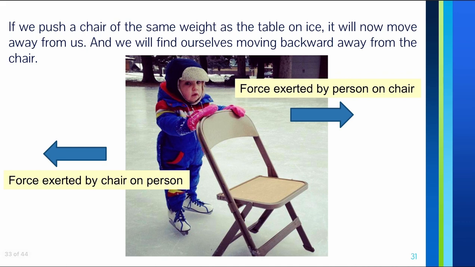If we push a chair of the same weight as the table on the ice, it will now move away from us. How come? We'll be able to answer that later on. And we will find ourselves moving backward away from the chair. So you exert a force on the chair in this direction, and the chair will also exert a force towards you.